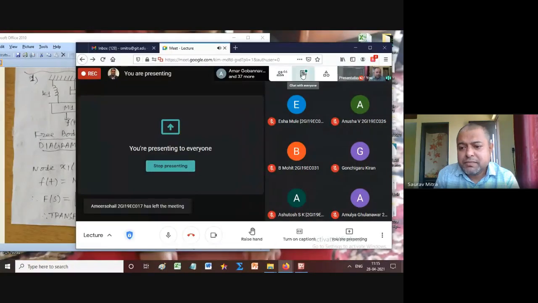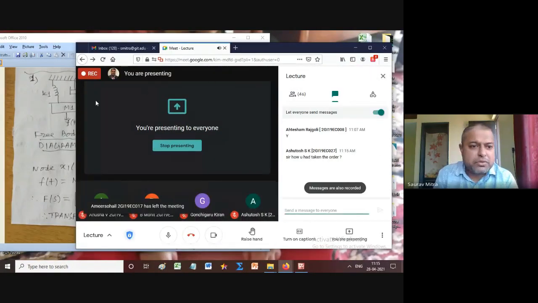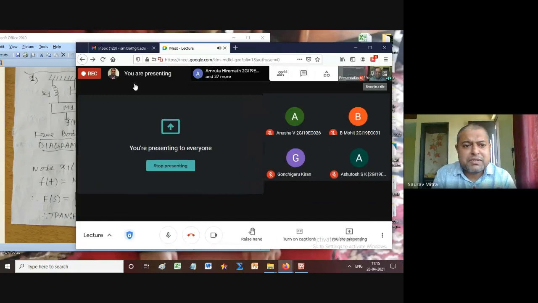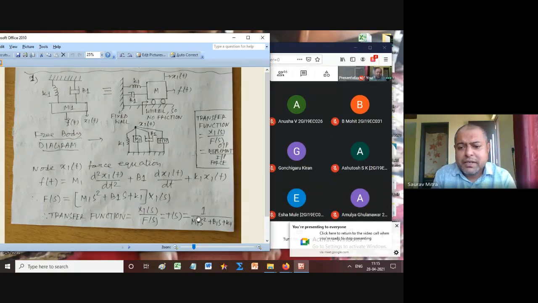Who had asked the question? The question was asked by Ashutosh. So is the order understood? I don't take order. I just find the transfer function, and from the transfer function, whatever is the highest order of the denominator polynomial, that is the order.